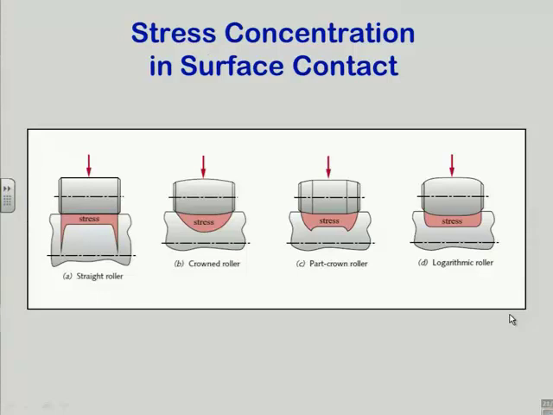Now, as you might expect, you'll have stress concentration wherever you go. And it's worth a look at how stress concentration affects contact elements. So here I show four different flavors of roller running against some other part. A straight roller, the most common, shows very large stress concentrations at the ends of the roller.